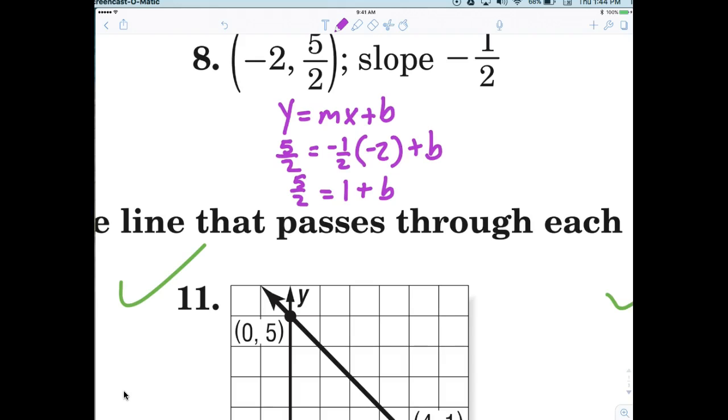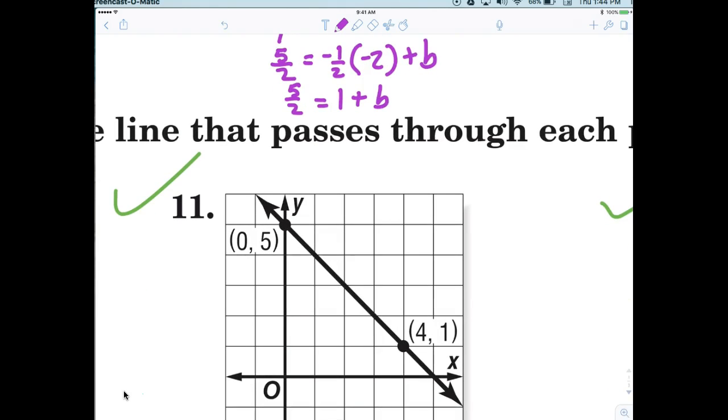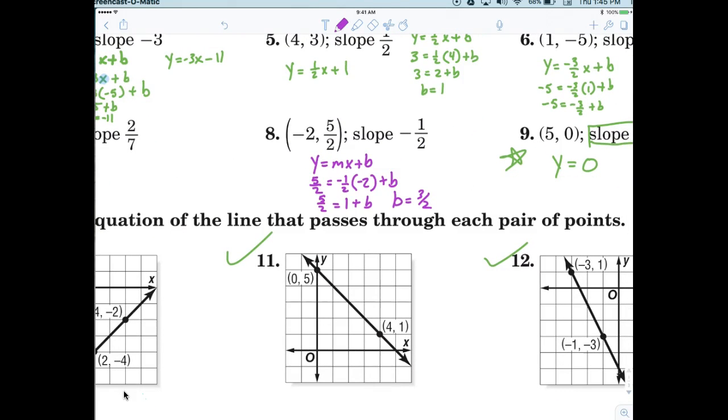If you don't understand fractions, I want to help you understand fractions. So it's simple. You need to be able to do fractions in your head. All right, everybody knows 5 halves minus 1 is what? 3 halves. So your b is 3 halves. So your equation is y equals negative 1 half x plus 3 halves. Everybody happy with that? Yes, sir.